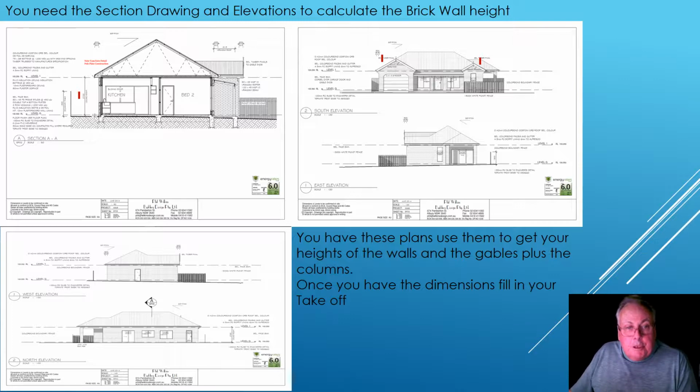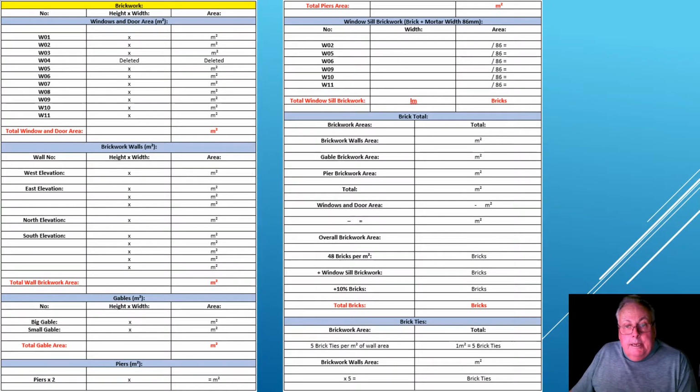Each of these sections are key, so section and then 2 elevations which cover those sides. Once you've got all these dimensions, we're ready to actually do our takeoff. Okay.